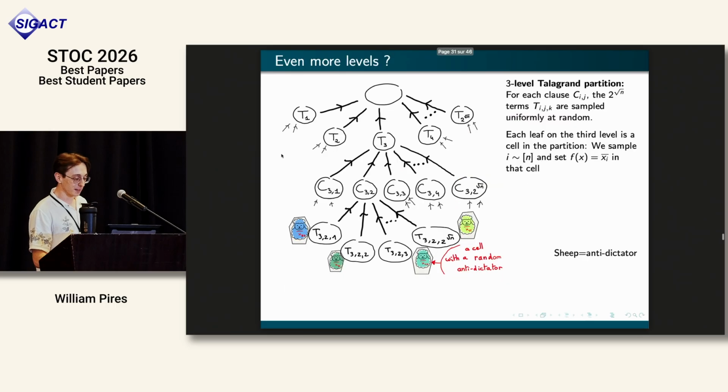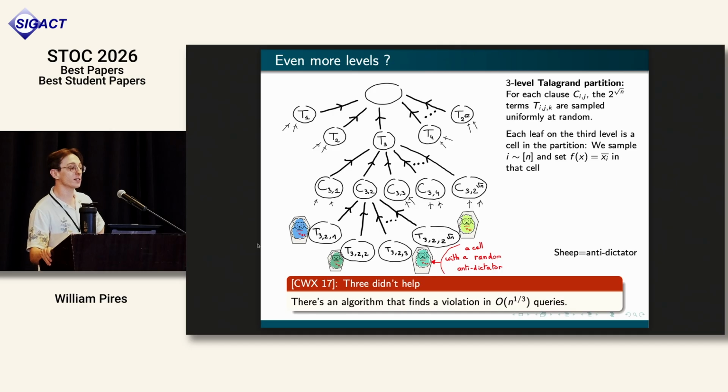So that's great. We tried one level of partition. That was great. We tried 2 levels of partitions. That was even better. So surely 3 levels is going to be even better. So now to get 3 levels of partition, for each clause, you draw 2 to the root n many terms, and each term here is going to correspond to one of the cells in the partition, and in that cell, you plant a uniformly random anti-dictator. So that's why in each of these cells, you have a little different shape. It's independent anti-dictators. And it turns out that actually this does not help. There's an algorithm that still finds a violation using n to the 1/3 many queries, so this does not give you a better lower bound, which is perhaps a little surprising.